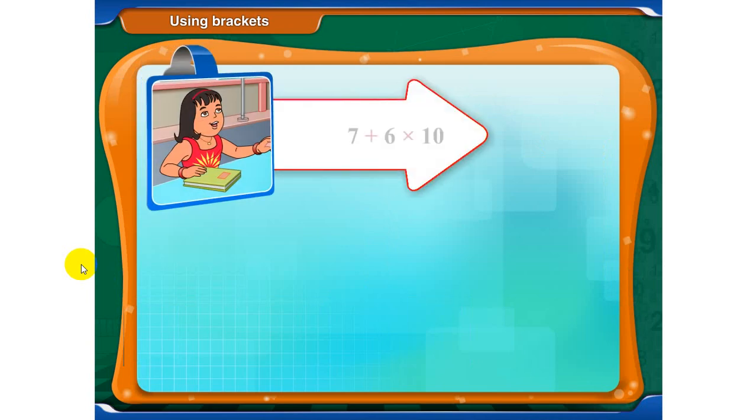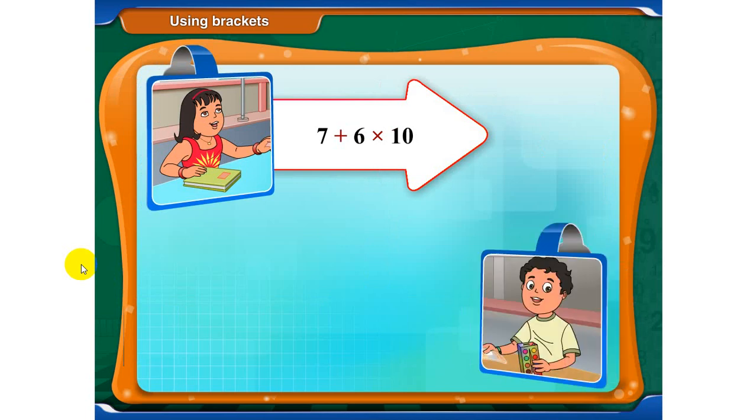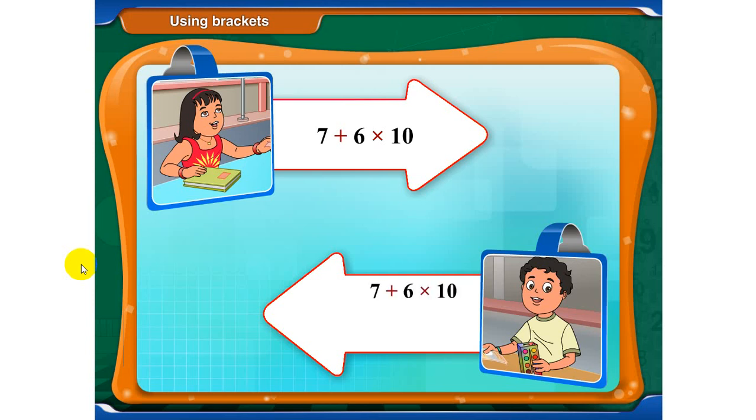Seema says what Meera has done is 7 plus 6 into 10. Appu points out that 7 plus 6 into 10 is equal to 7 plus 60, which is equal to 67. Thus, this is not what Meera had done. All the three students are confused.